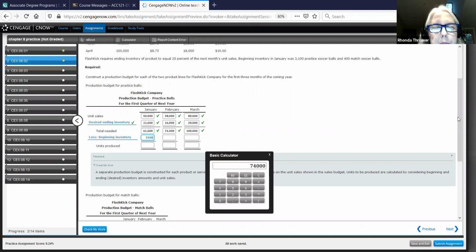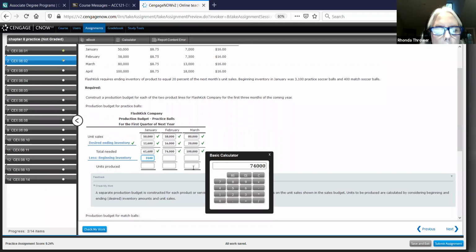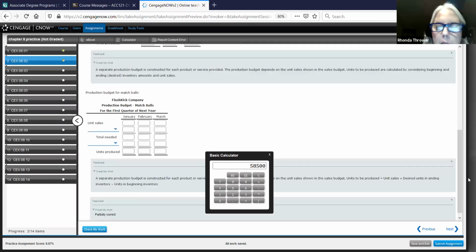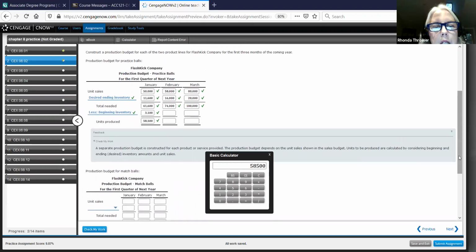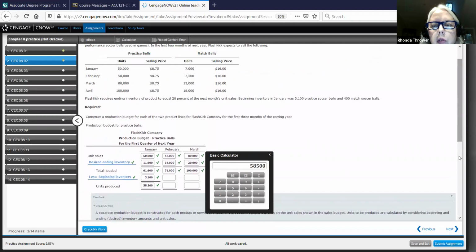And so we put 3,100 here. And then we'll determine the units that we have produced by subtracting that beginning inventory from the total needed. So 61,600 minus 3,100 units equals 58,500 that you should be producing during this first month of January. And again, I'm going to check my work because your math's got to be right to be able to go forward.